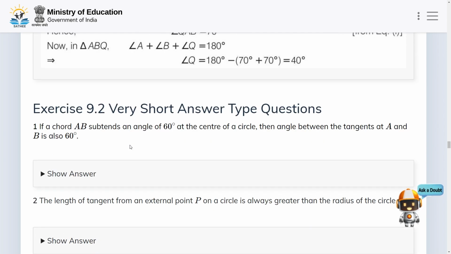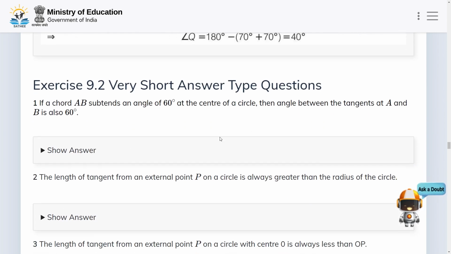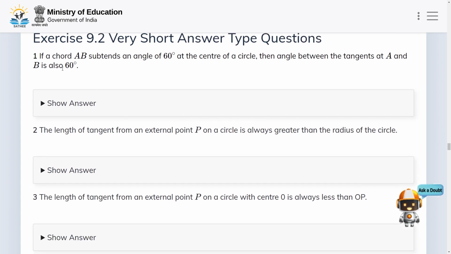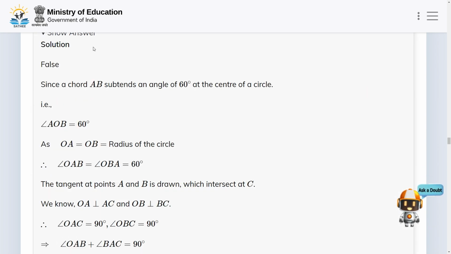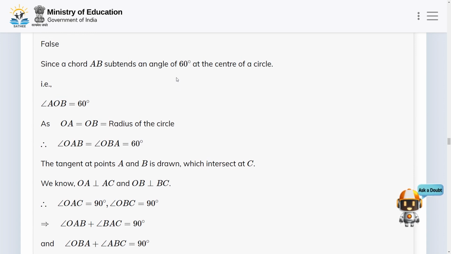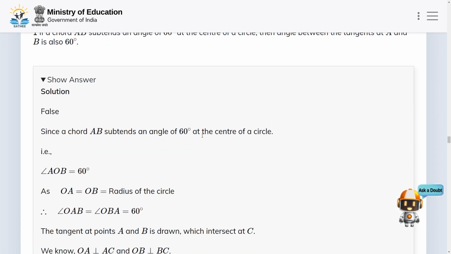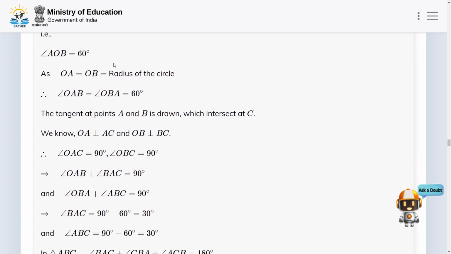In the next problem, these are very short answer type questions. The first one: if a chord AB subtends an angle of 60 degrees at the center of a circle, then the angle between the tangents at A and B is also 60 degrees. Okay, so let us check. Since chord AB subtends an angle of 60 degrees at the center, angle AOB is equal to 60 degrees. As OA is equal to OB, radius of the circle, angle OAB is equal to angle OBA, and this is equal to 60 degrees.